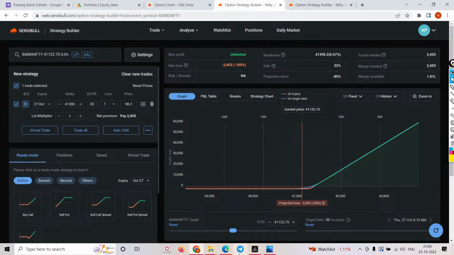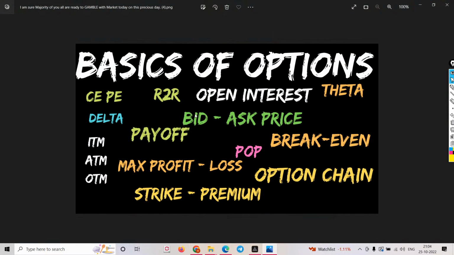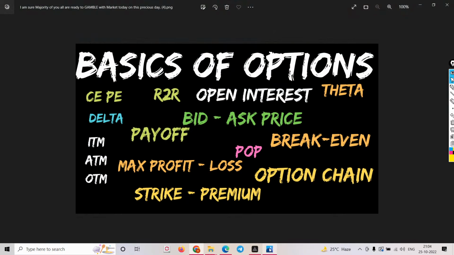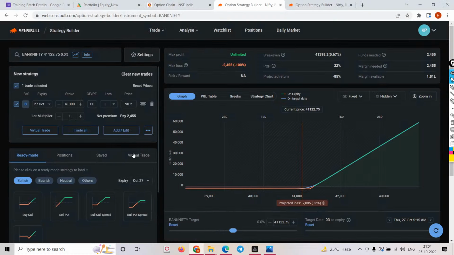Now let me go back to this. Let's discuss bid price and ask price. I'm not sure whether you guys know about bid price and ask price. But before that, we have to know about this one. Risk to reward, theta, and payoff we have seen, as well as option chain, strike and premium. In the money, ATM and OTM are very important. I'll clear this trade.